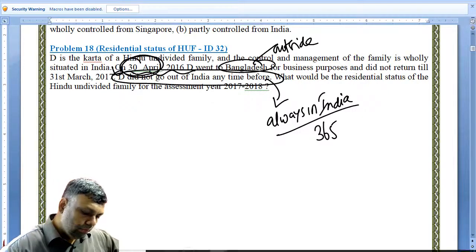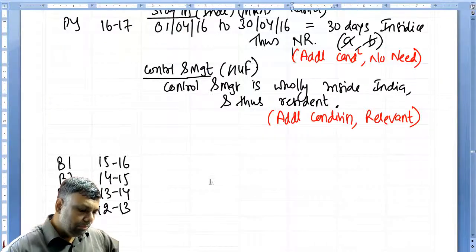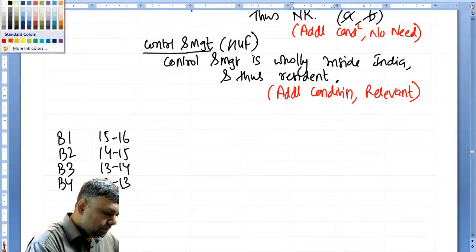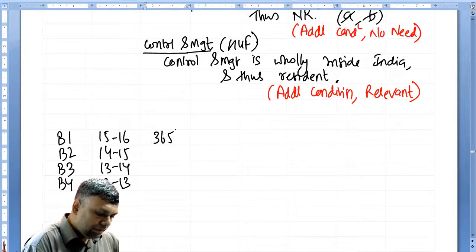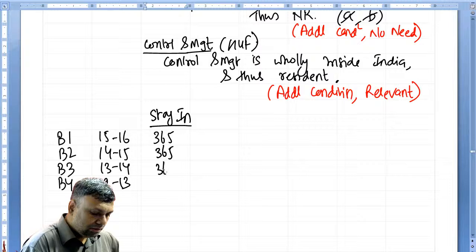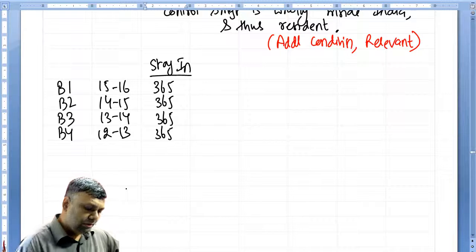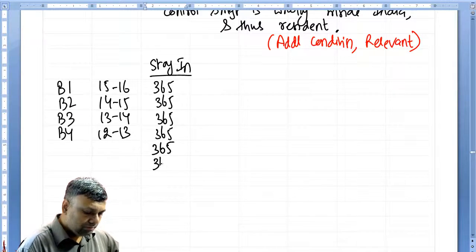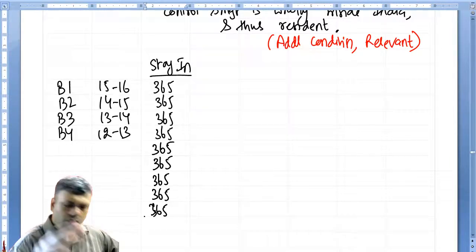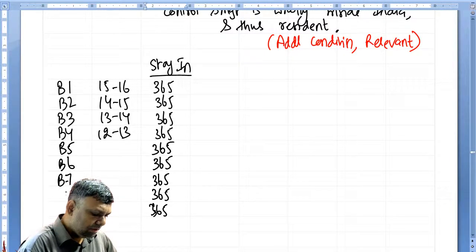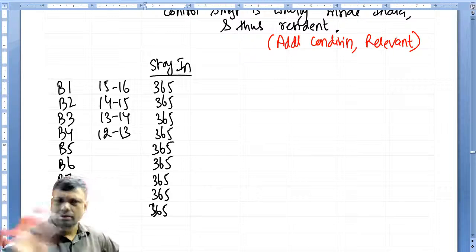Correct. So what I can do is, for all my before years data, all my before years analysis, I can straight away write stay in India. Stay in India is 365 days, all the years. Because before this particular date, he had never gone outside India. So he was like a common man like you and me. All the years, whatever series you want to write. Okay. B5, B6, B7, B8, B9, whatever.